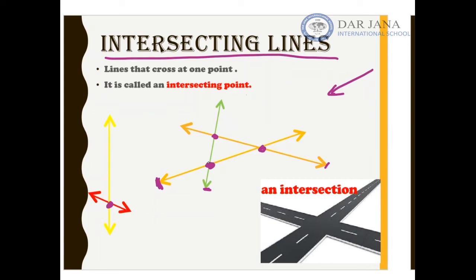If you have a look at this picture here, you're going to see I have this road and this road, and these two roads meet each other at this intersecting point. So I can call these two lines, or these two roads, intersecting lines.